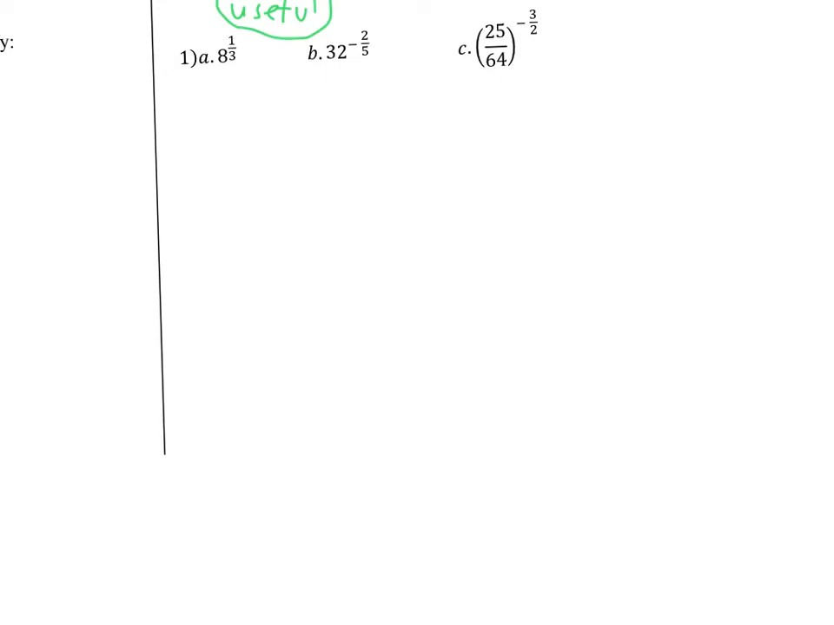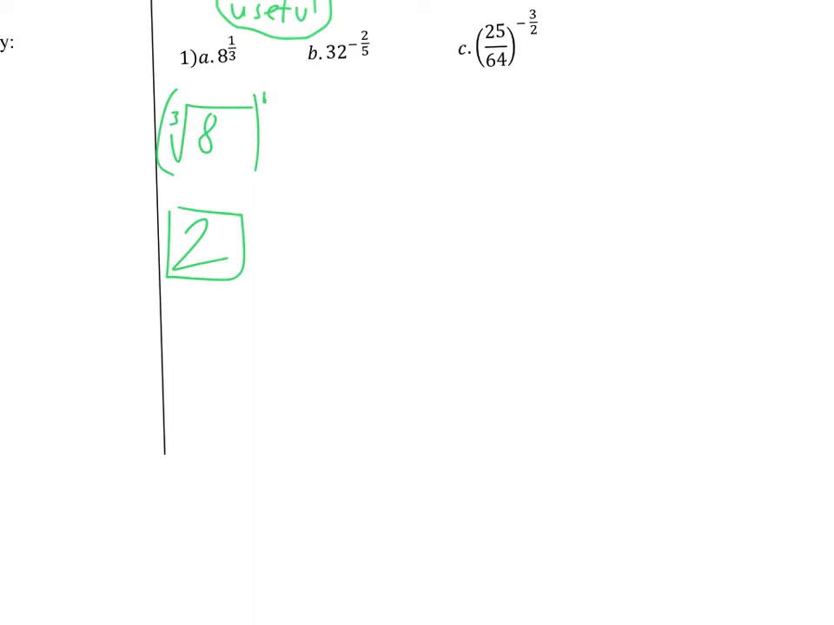So remember, that does not mean that it's 1/3 times 8. It means it's the cube root of 8. Technically, it's the first power, if you want to think of it like that, but obviously that's not necessary. So the cube root of 8 is 2. 2 to the first power is obviously 2.